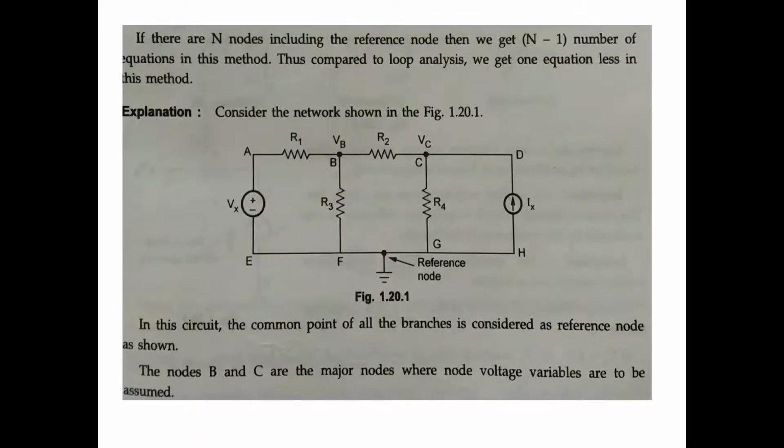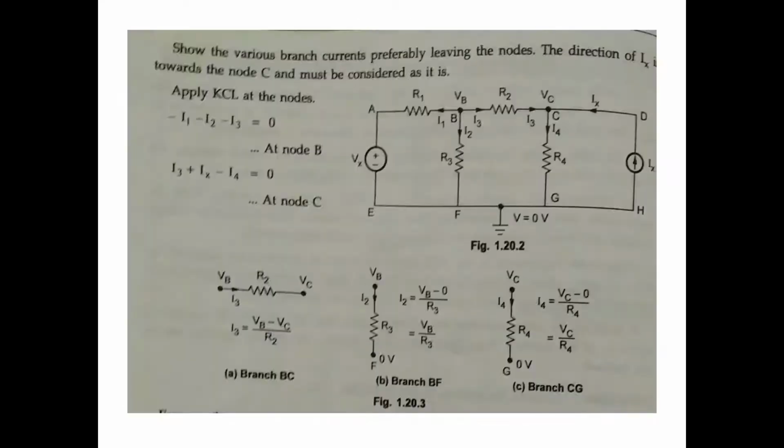Okay, some explanation. Here VB and VC are node voltages, with respect to the resistances R3 and R4. In this circuit, the common point of all the branches is considered as the reference node. Nodes B and C are the major nodes, because their voltages are the node voltages VB and VC. At the major nodes, the node voltage variables can be assumed.